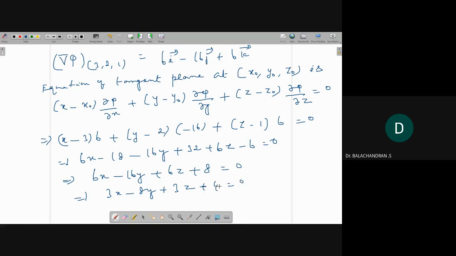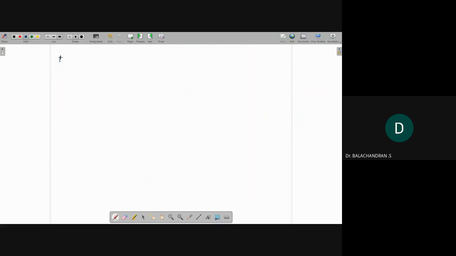So next, the equation of the normal. Now you can try the equation of the normal.